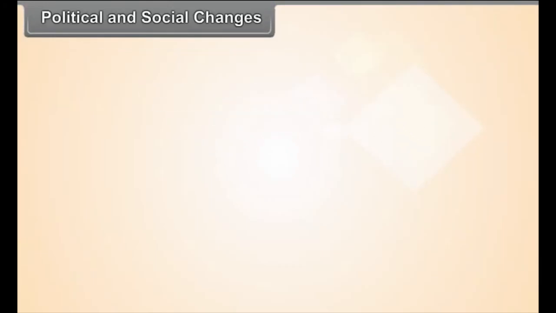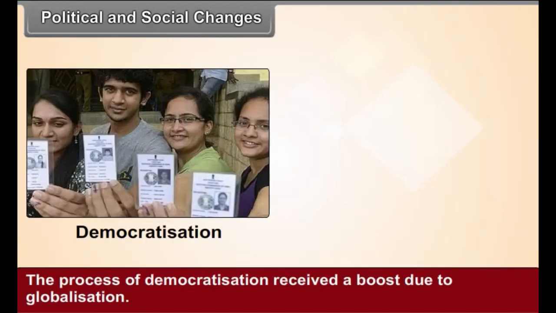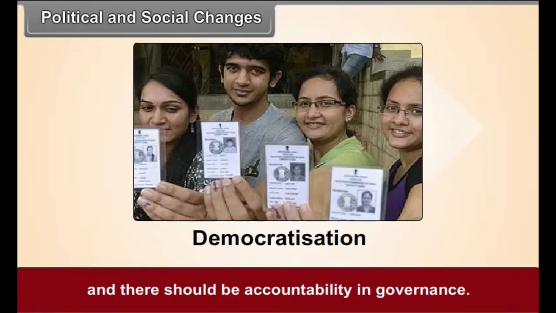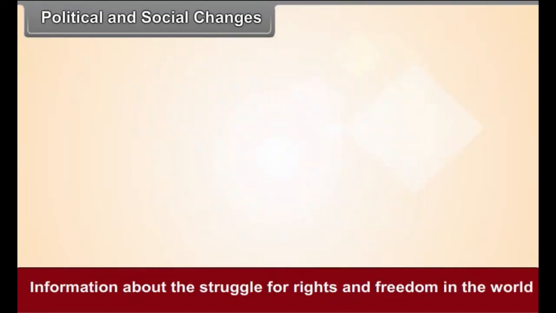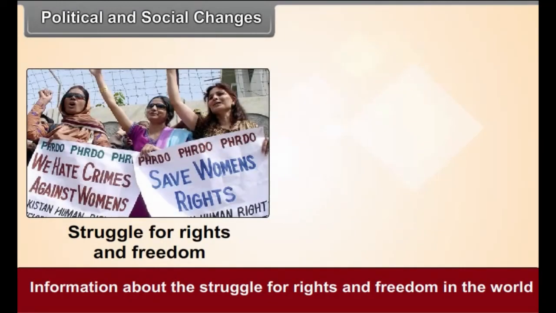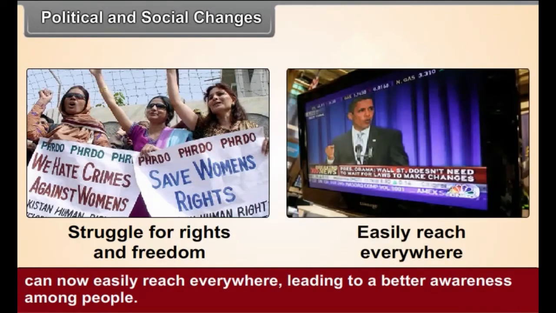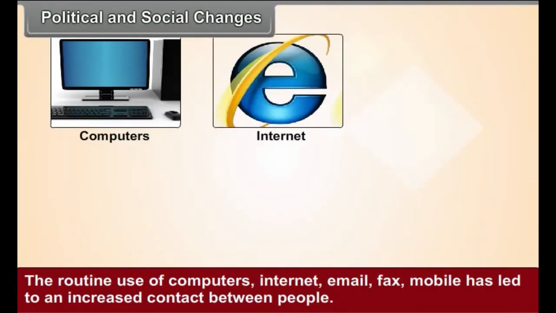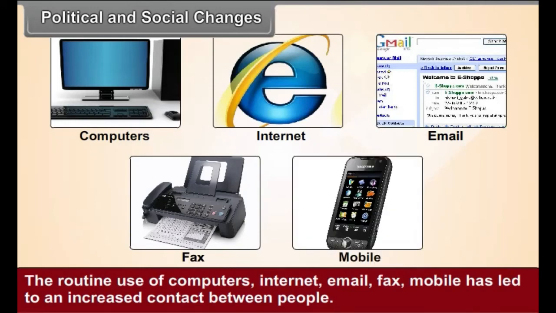Political and social changes. The process of democratization received a boost due to globalization. People around the world are taking a firm stand that the functioning of the state should be transparent and there should be accountability in governance. Information about the struggle for rights and freedom in the world can now easily reach everywhere, leading to a better awareness among people. The routine use of computers, internet, email, fax, mobile has led to an increased contact between people.